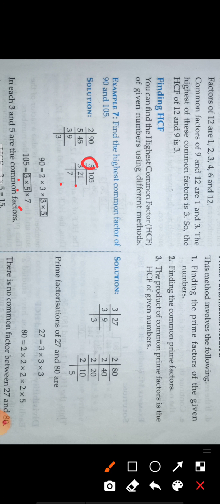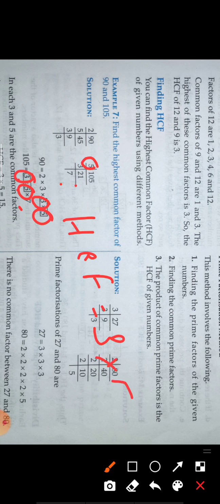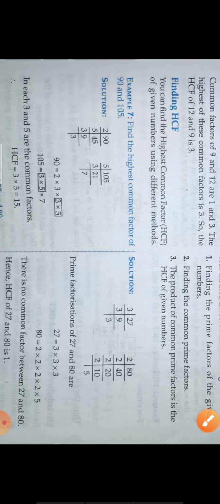Now you have to find out the common factors. Which numbers are common here? You can clearly see 3 is common and 5 is also common. Okay, so 3 and 5. So highest common factor is equal to 3 into 5. Okay, so 3 fives are 15. So your highest common factor is equal to 15. So the highest common factor of 90 and 105 is 15. So there is another example.